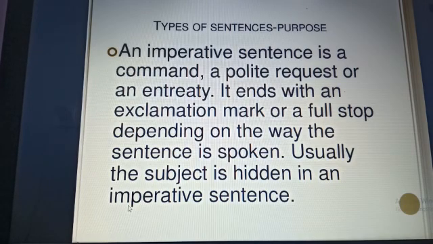I'll be sharing one assignment with you where you need to reorder the words and phrases to make meaningful sentences, and we will discuss the answers of that assignment tomorrow.